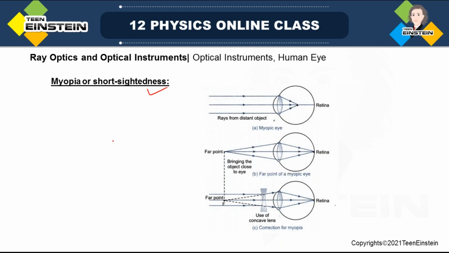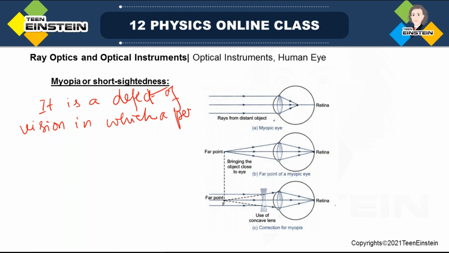So what is myopia? It is a defect of vision in which a person can see nearby objects very clearly.